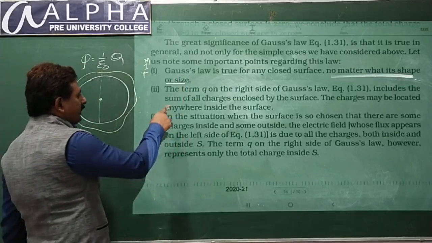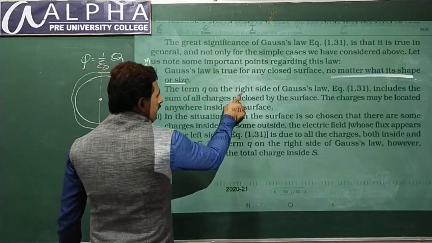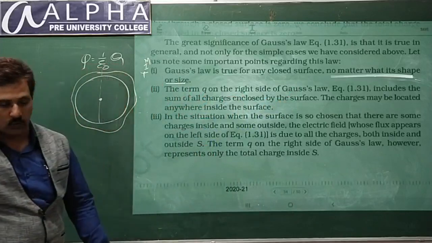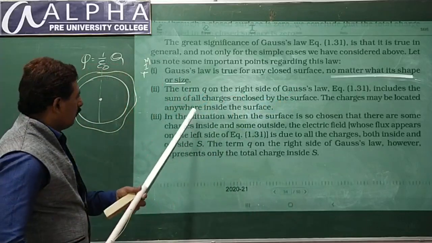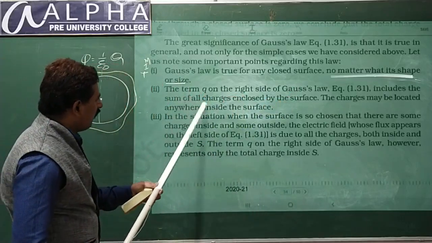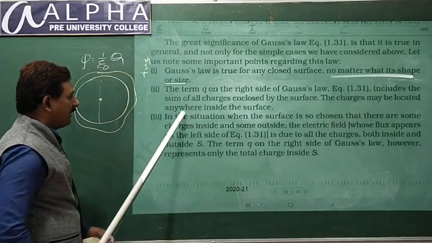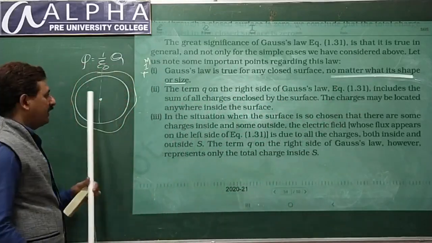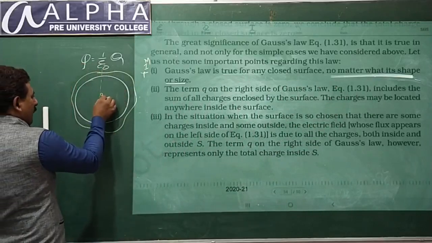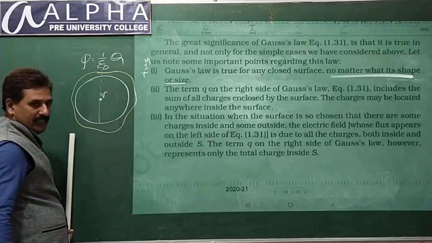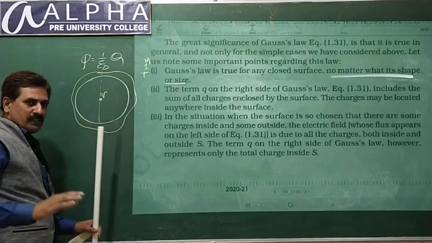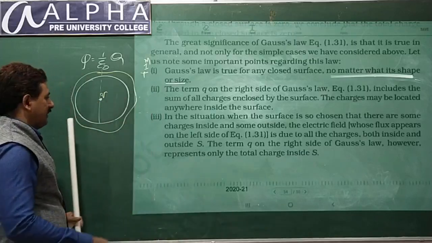The point is that the term Q on the right side of the Gauss law includes the sum of all the charges enclosed by the surface. Charges may be located anywhere inside. Look here. I considered this as a point charge Q in my discussion, right? What he says is, Q is not a single charge, it's a collection of charges.